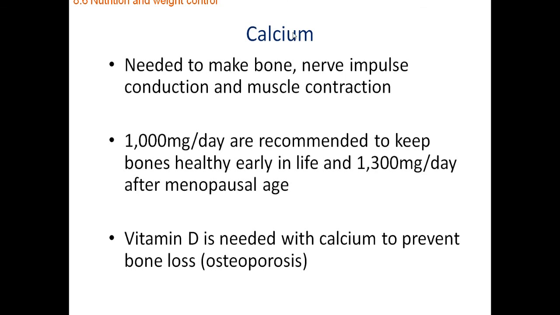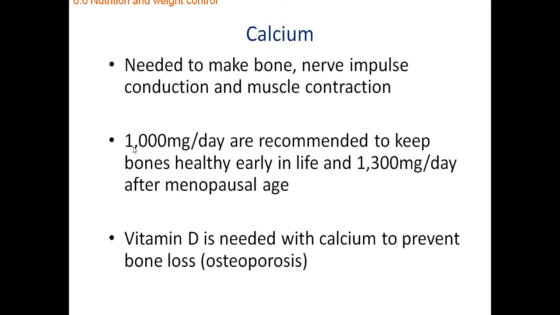Okay, so the first one we're going to talk about is calcium. The reason we need calcium is because we need it to make bone, bone and teeth. It's really important as an ion in how our nerves conduct an impulse, like how our nervous system fires and how our muscles contract.